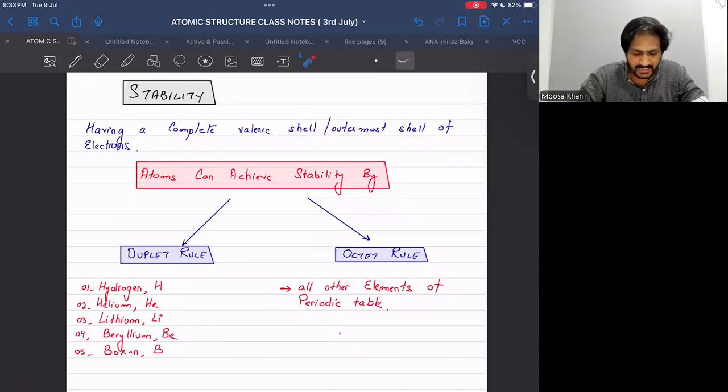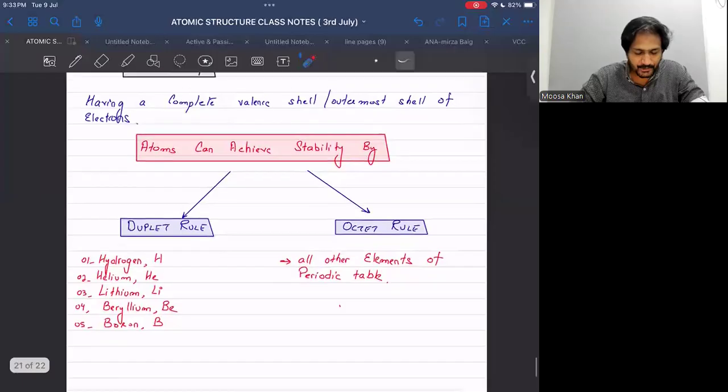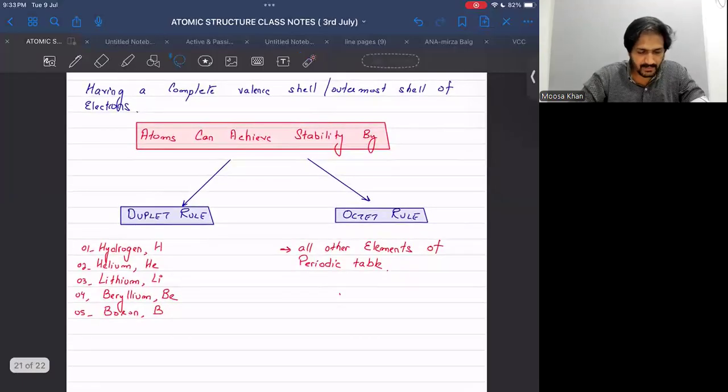Atoms can achieve stability by following 2 rules. One is the duplet rule and the other is the octet rule. The duplet rule is that rule where atoms get stable by having 2 electrons in their valence shell.